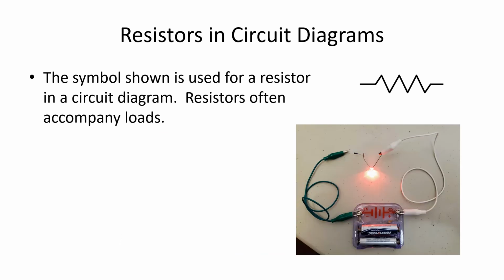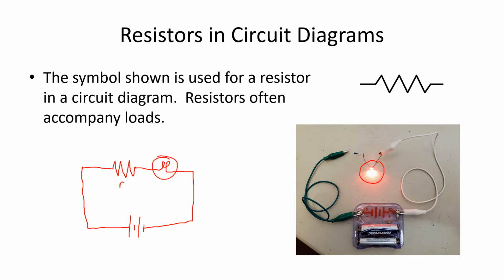If you're going to add a resistor in a diagram, it's always going to be in series with the device that it's assisting or slowing down the electrons to function. You can always show it with that zigzag line there. So for this one, we don't even have a switch. We'll put the zigzag line, and then we'll put the bulb, and that'll complete our circuit. So you've got the resistor in series with the load.